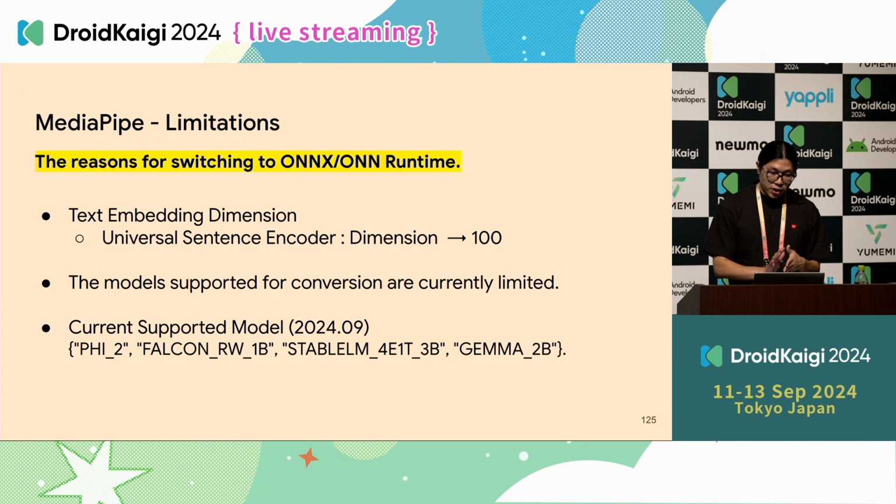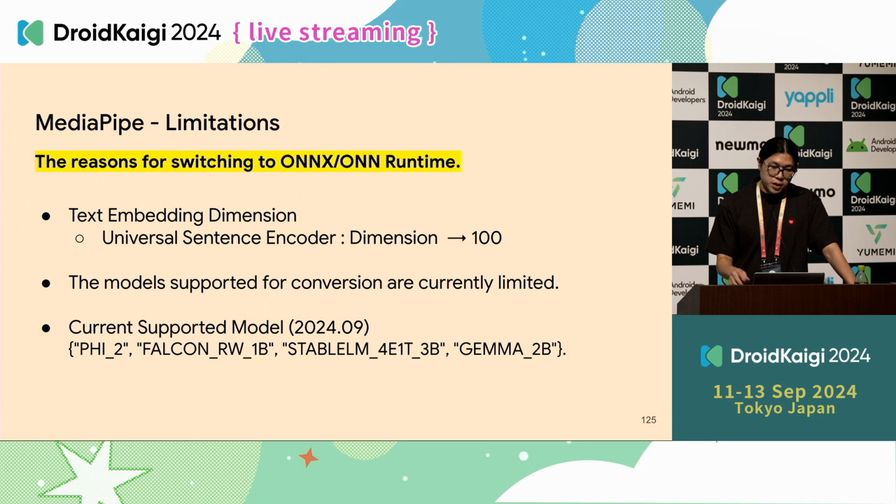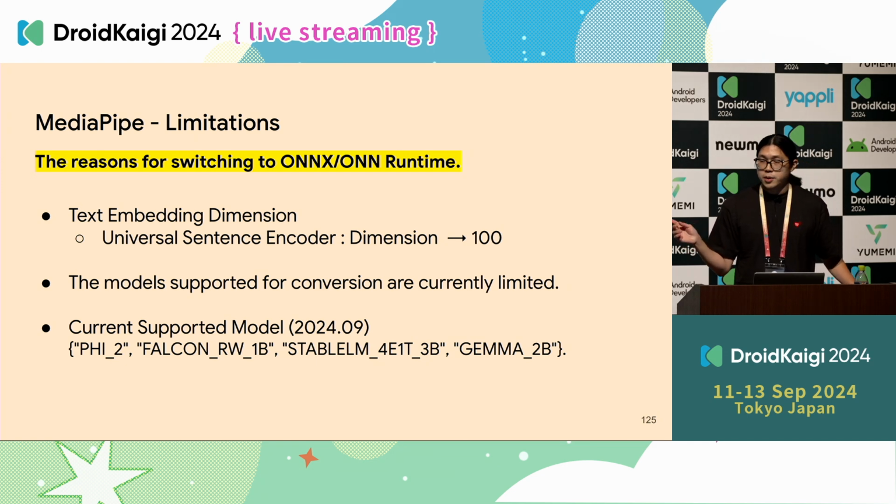But here are the limitations of MediaPipe. This is the reason why I replaced it with ONNX runtime. For text embedding, the only supported model is the universal sentence encoder. Only a single embedding model. This has a dimension of 100, which is smaller compared to other embedding models. To use an LLM model, a conversion process is required, but the number of supported models is limited.